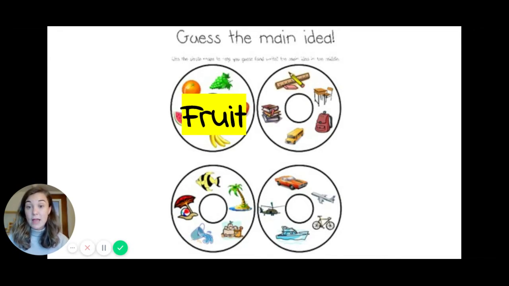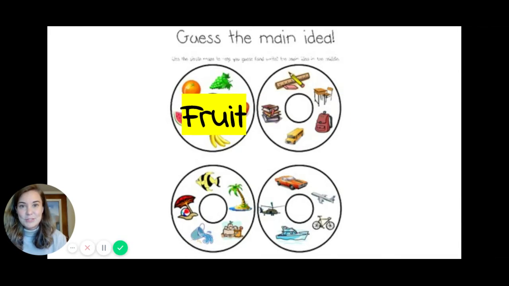Fruit, right? All these things are examples of fruit. Apples, bananas, watermelon, oranges, grapes, they're all examples of fruits that we eat. So they're all in the same group, the same category, right? Now, maybe you said food, and that could be another main idea, definitely, right? All these things are examples of foods that we eat. So the main idea of that group could be fruit, or it could be food, right? Great job. Let's go on to the next one.